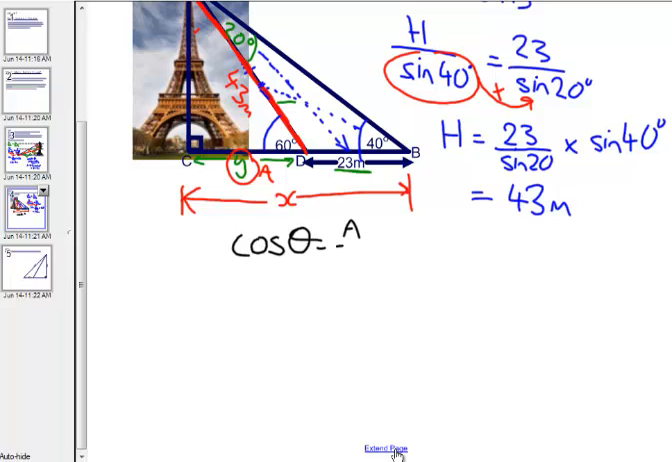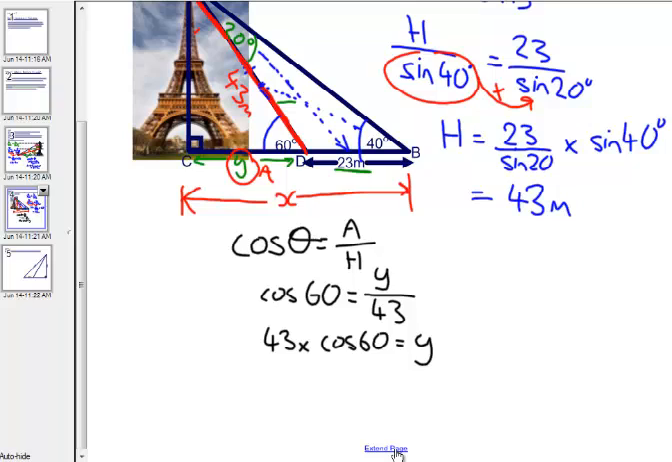Cos of the angle is A over H. Filling in what we've got, cos of 60 is equal to our missing side length Y divided by the 43. So that means, moving it over, we need to multiply it. 43 times cos of 60 is equal to Y. Y equals, calculator time, 43 times cos of 60, which gives me 21.5. Again, going to whole numbers, 22 meters.